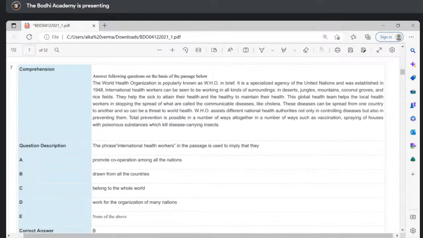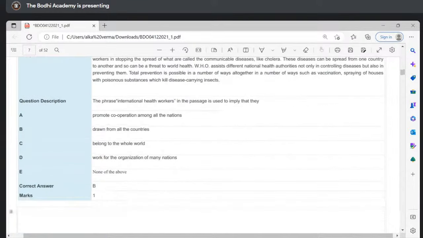International health worker is used to imply that they are people chosen from the entire world, drawn from the entire world. So the better option would be B, that they are chosen from all around the world, from America, Africa, all over the globe, from all the continents to become a part of that group. So the 7th one, the better sense option, would be B, drawn from all the countries.